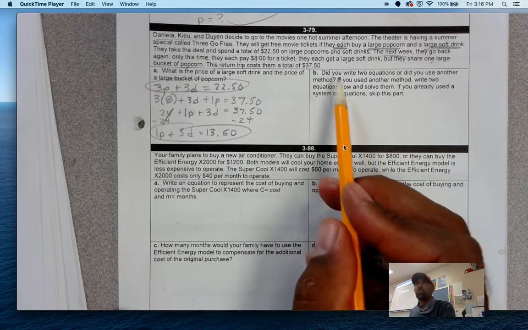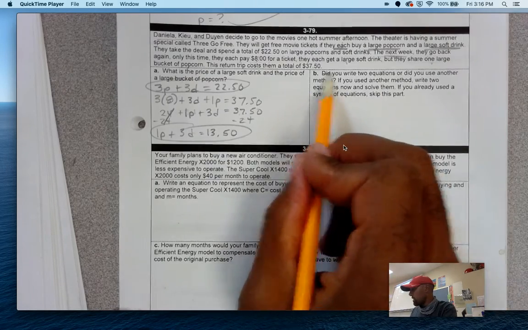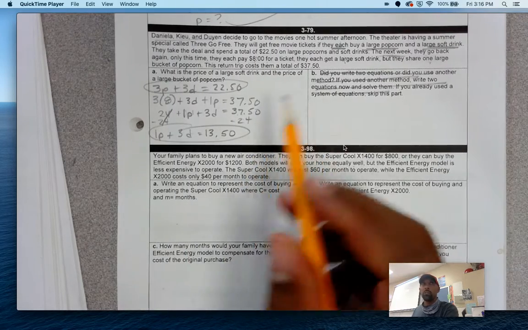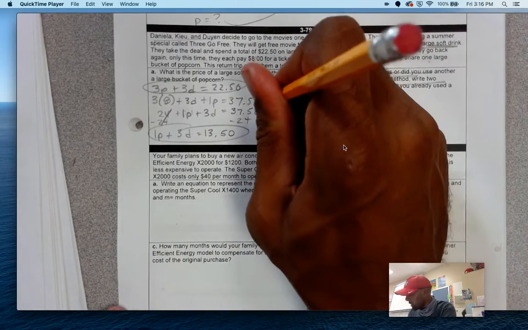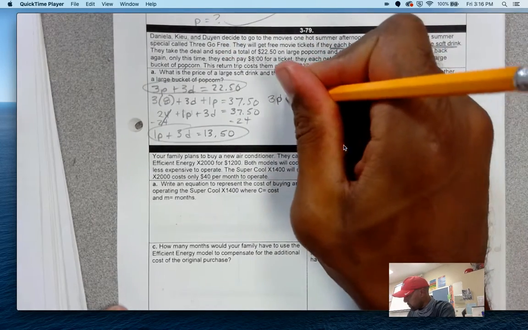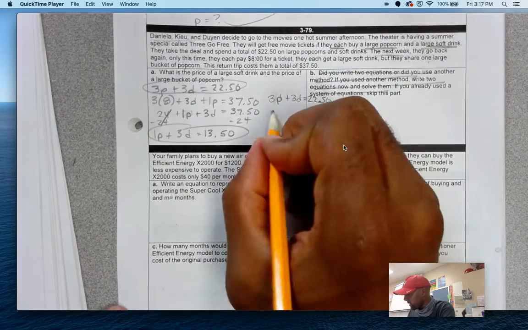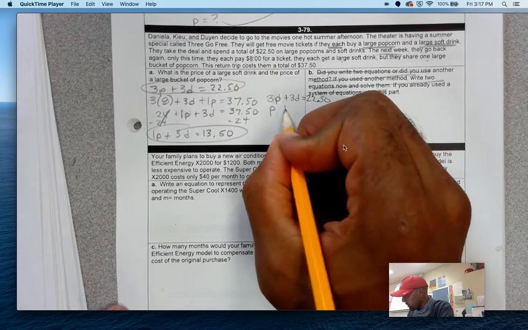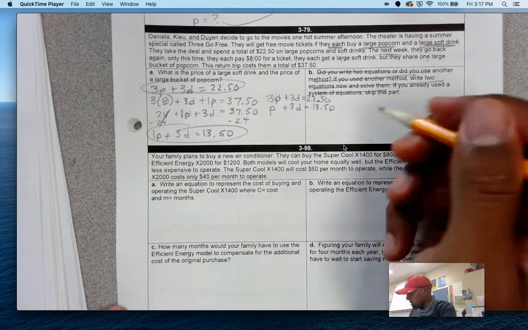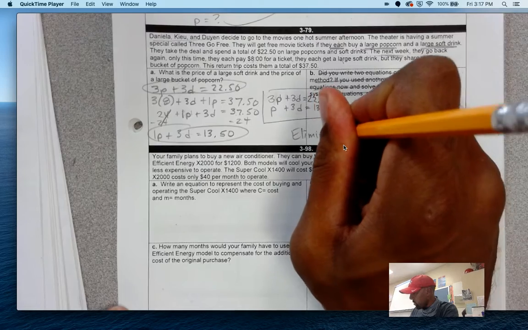Now, the next question said, did you write 2 equations or did you use another method? So you don't really need to answer that question because we already did. All right, so I'm gonna just use this space to solve because there's not a ton of room for you guys here. So I'll set up the equations here. Oops, sorry, not D, 3P plus 3D. And you'll notice here they're both in standard form, so guess what? Elimination, okay? All right, so your job, use elimination, and now solve those 2 equations.